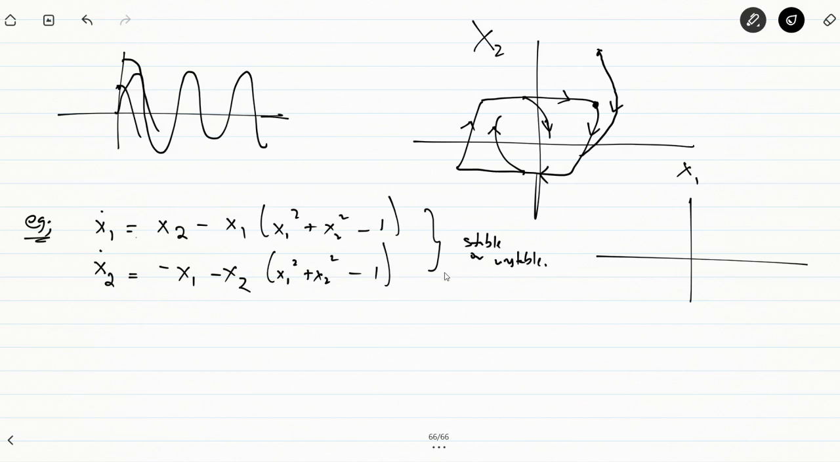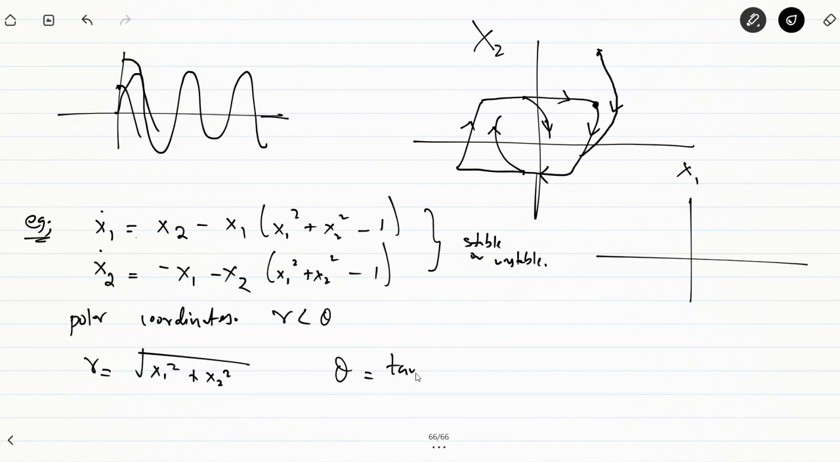Okay. So we have to see whether the other phase trajectories in the system will converge towards it or diverge away from it. So for that, what will we do? We will represent it in polar coordinates. Polar coordinates, that's r and angle theta. So r will be given by the square root of x1 square plus x2 square, and theta will be given by tan inverse of x2 by x1.